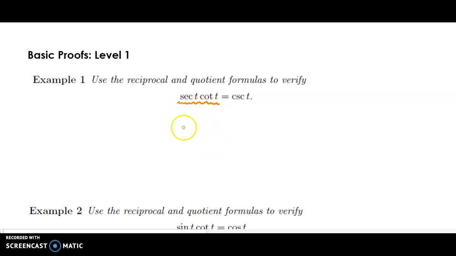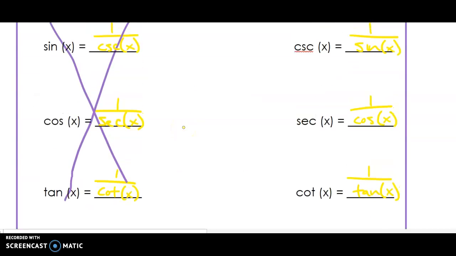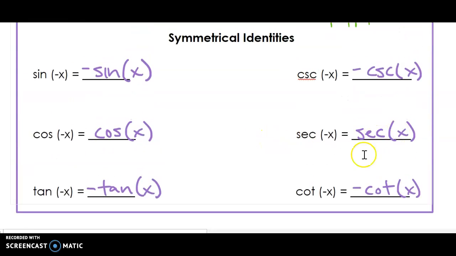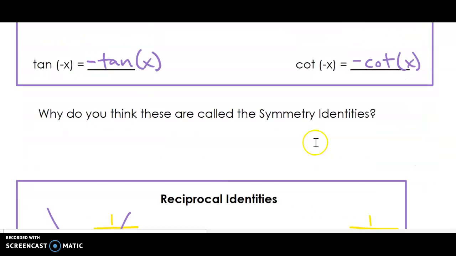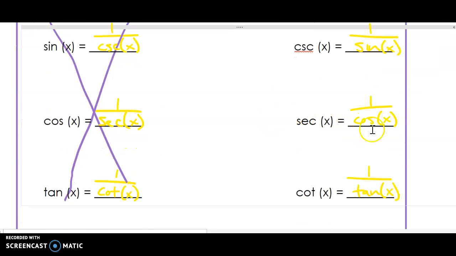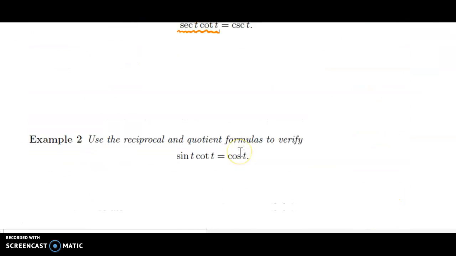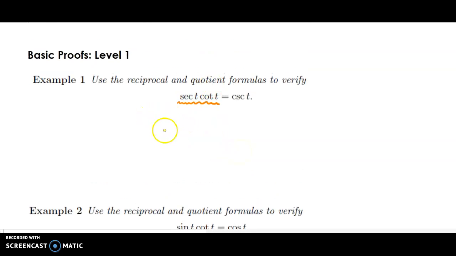And secant of t, we only had the one trig function to rewrite that as, because there's no negative argument. And so we can rewrite secant of x as 1 over cosine of x. So let's go ahead and do that. Secant is 1 over cosine of t. It is super, super important that you have that t. If you just write 1 over cosine, that is not correct. Our trig functions have to have their arguments with them.